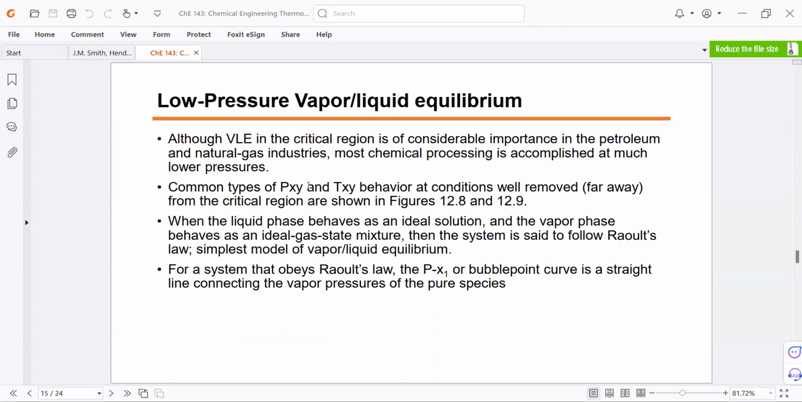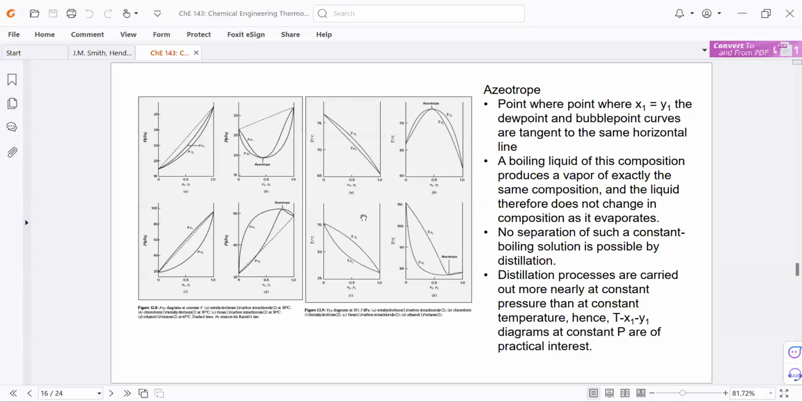However, most chemical processing is actually accomplished at much lower pressures, far away from the critical region. So common types of PXY and TXY behavior are well away from the critical region, just like these PXY and TXY diagrams. These are usually away from the critical region or critical point.